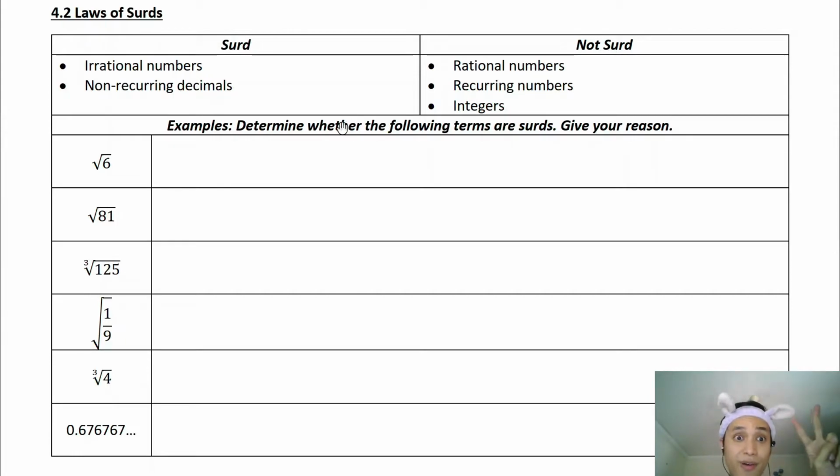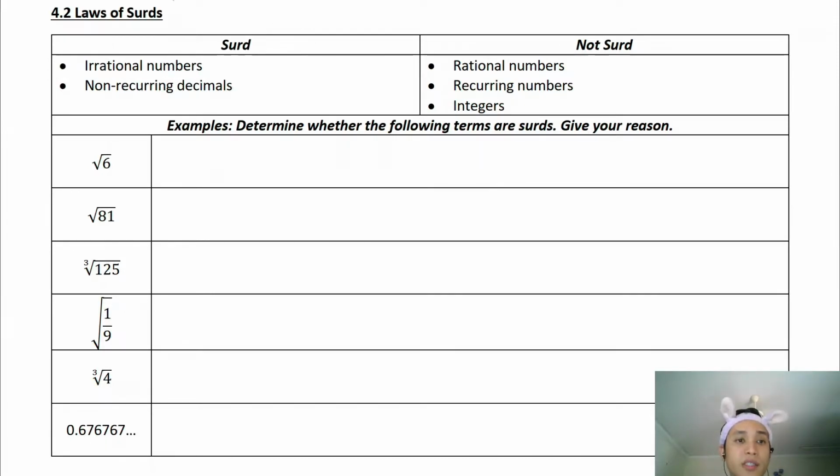Alright guys, it's time for AppMath. I hope you already finished the indices. For those who have not completed the indices, please make sure you do first before you learn about Surds. If not, it's going to get even more complicated for you all.